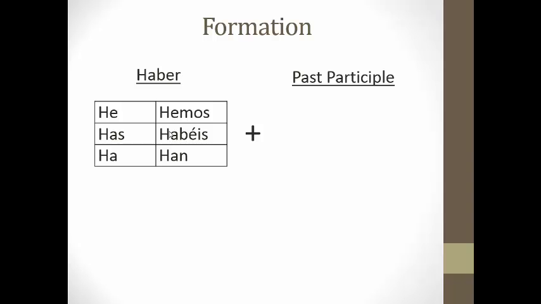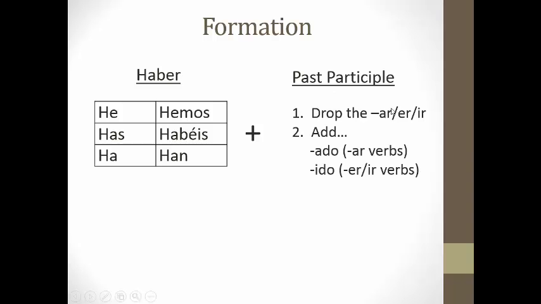Then the past participle. Remember, a past participle is formed by dropping the AR, ER, or IR, and adding ado or ido. Also, just a reminder that this is a verb tense, so do not change your past participle to reflect the gender of anything. Okay, this cannot be ada, ados, adas, etc. This is the verb tense, so it does not show gender. Here's an example. I have eaten, you would say he comido.